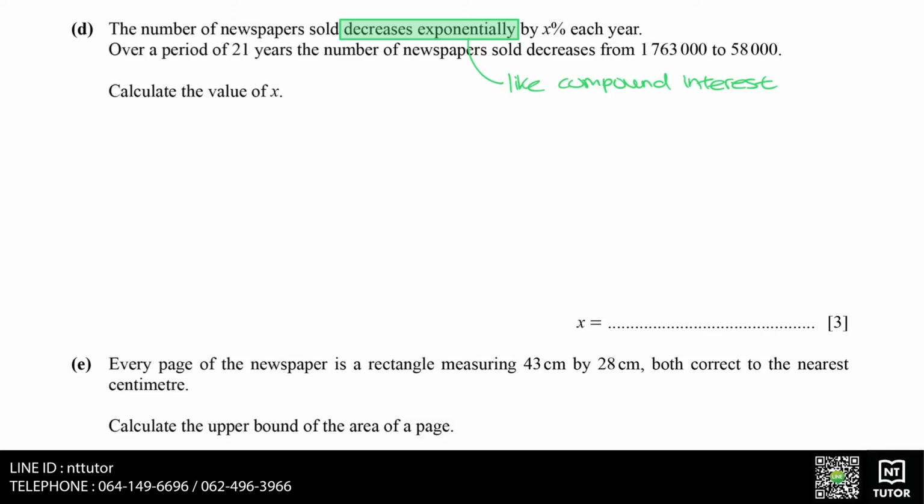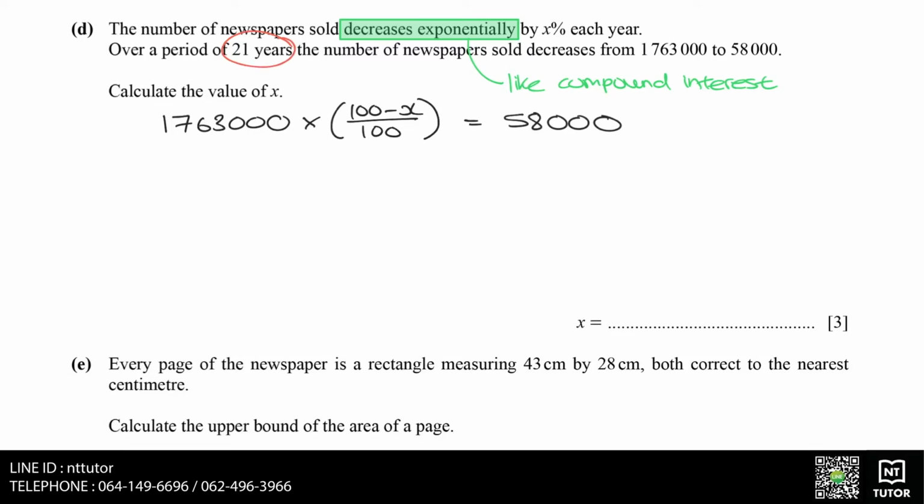For now, we know that it went from 1,763,000 to 58,000 by decreasing like compound interest. To decrease like compound interest, we need to multiply it by something that represents the decrease. That something that represents the decrease, in this case, would be (100 minus x) divided by 100. And it's a period of 21 years, so it would be to the power of 21. And now we can use this expression to solve for x or make x the subject of the formula.